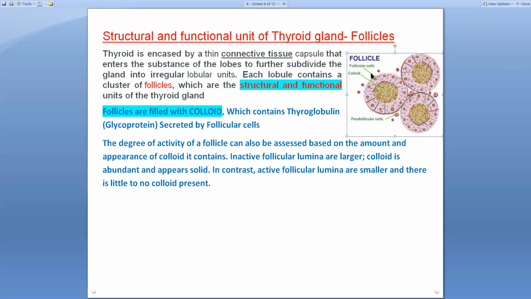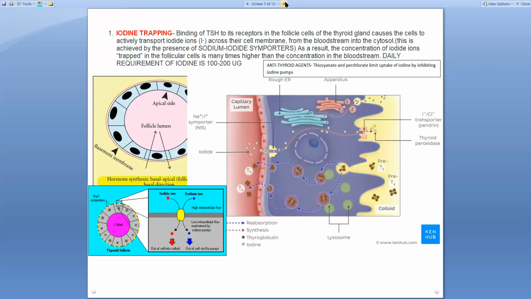All endocrine glands are highly vascular. So thyroid gland is a highly vascular endocrine gland. Now, this formation of hormones, how iodine is used and how thyroglobulin forms the hormone. There are various steps involved in this.